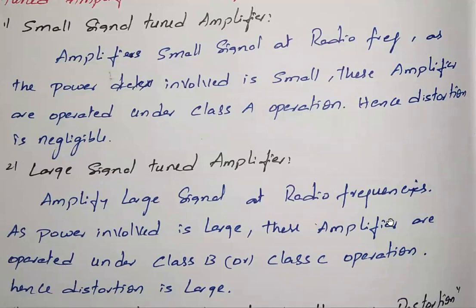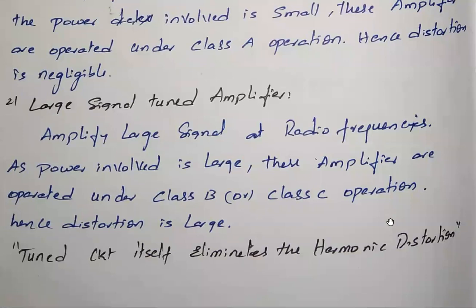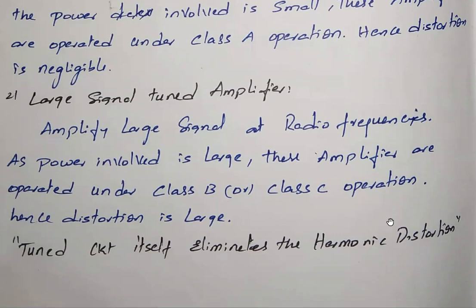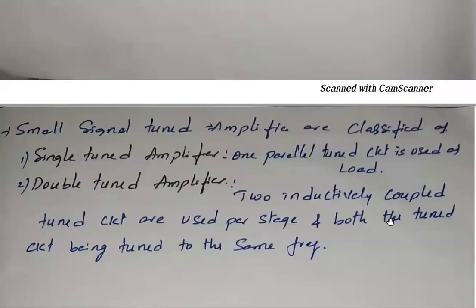Similarly, large signal tuned amplifiers amplify the large signal at radio frequencies. As the power involved is large, these amplifiers are operated in class B and class C operation, and the distortion is large. But when we design these tuned circuits or tank circuits, the harmonic distortion available in class B and class C can be avoided by using the tank circuits.